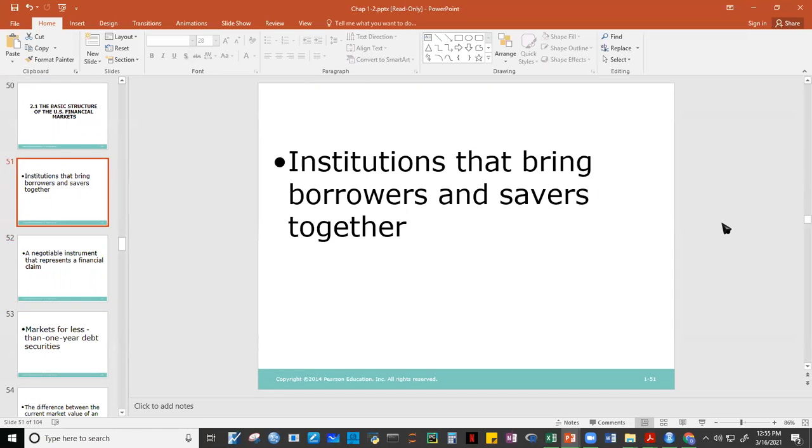For example, what are institutions that bring borrowers and savers together? Any answer, guys? What's the answer to this question? These institutions bring borrowers and savers together. Sir, banks, sir. Yes, answer? Banks. Sorry, hindi ko marinig. Pakispell? Or pakitype?